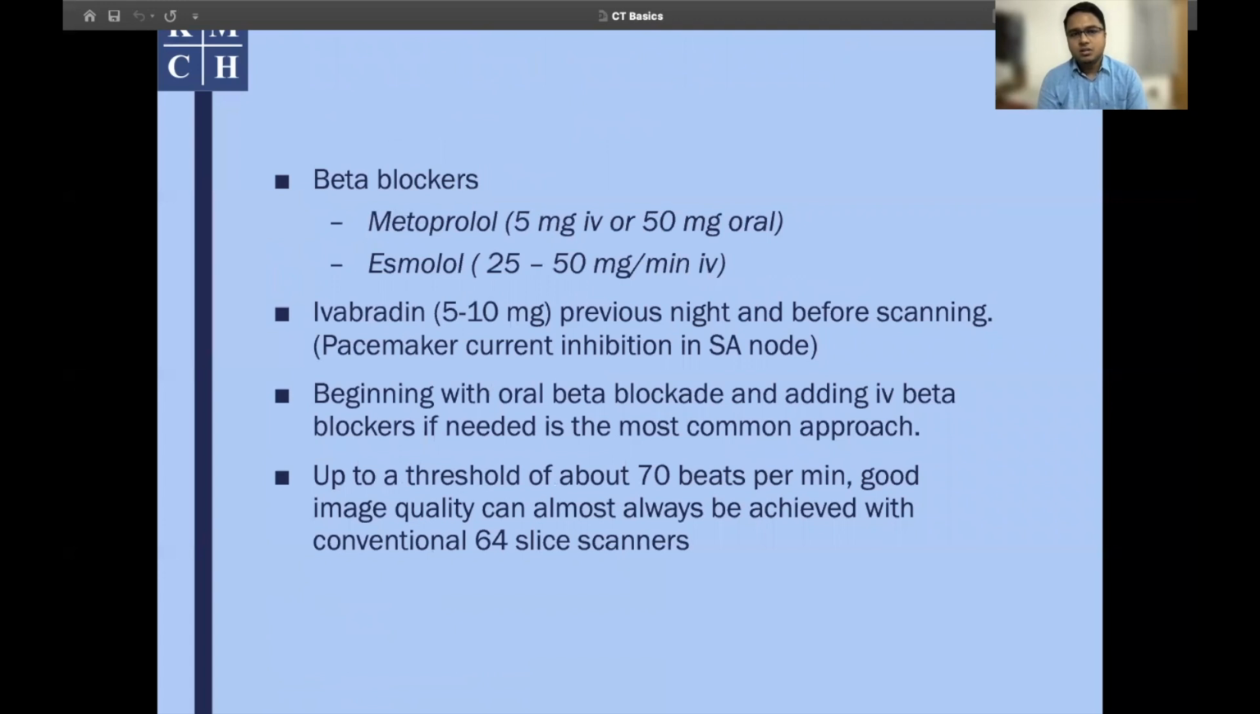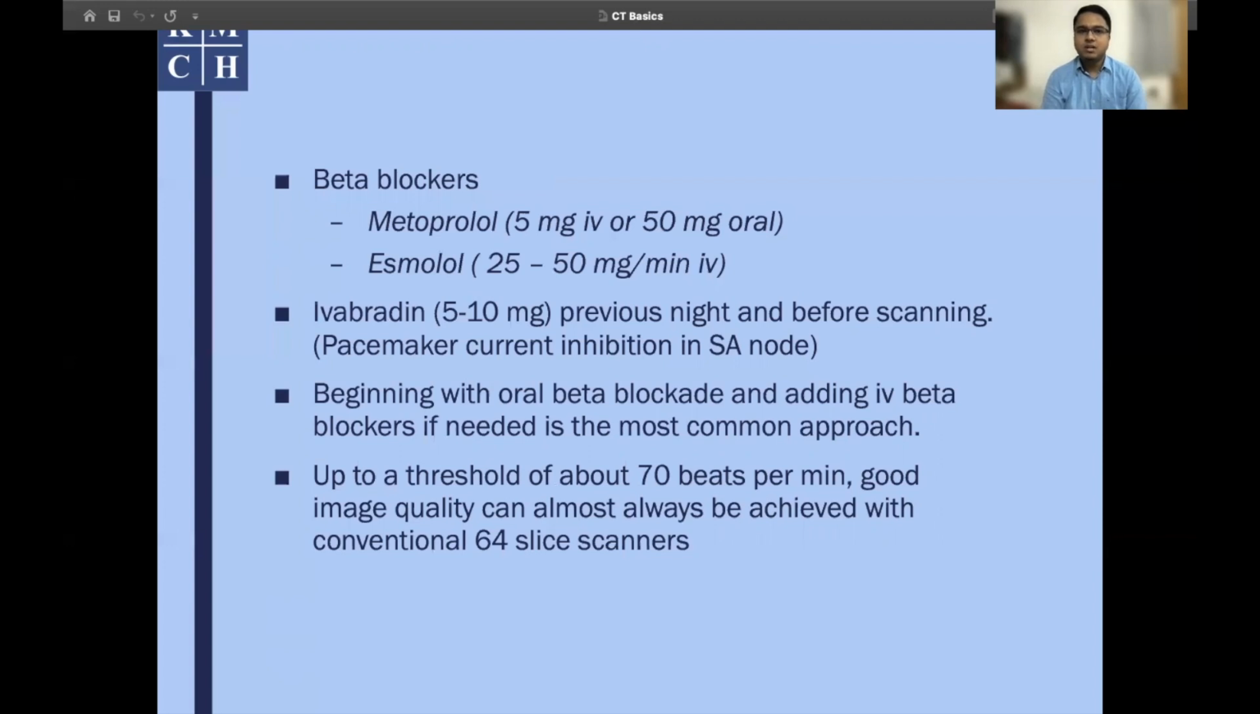Coming to medicines for heart rate control, beta blockers are the mainstay. You can give metoprolol 50 milligram oral, or it can also be given IV. Or esmolol is another drug which is a selective beta blocker again, and which can be given as an IV infusion. Ivabradine is a specific drug which inhibits the SA nodal pacemaker current, and it has a longer duration of action.